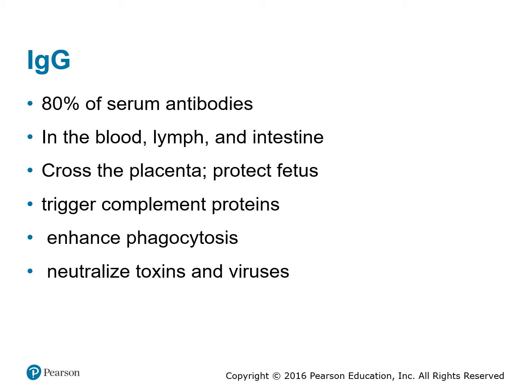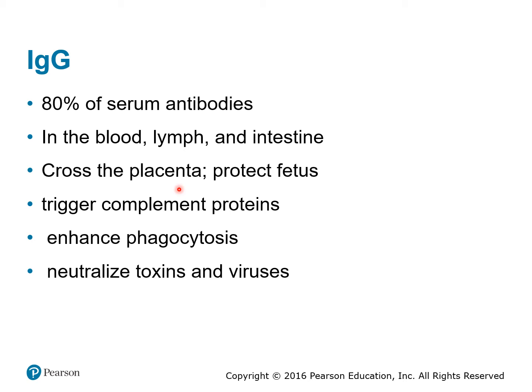This actually makes up 80% of the total antibodies in your blood's serum. You can find those antibodies in your blood, in your lymph nodes, in your lymph fluid, in your intestines. These antibodies have the ability to cross the placenta. So the mom, when she's carrying the baby, can actually pass some of her own antibodies on to the baby to protect the fetus, because the immune system of the fetus wouldn't have developed yet.